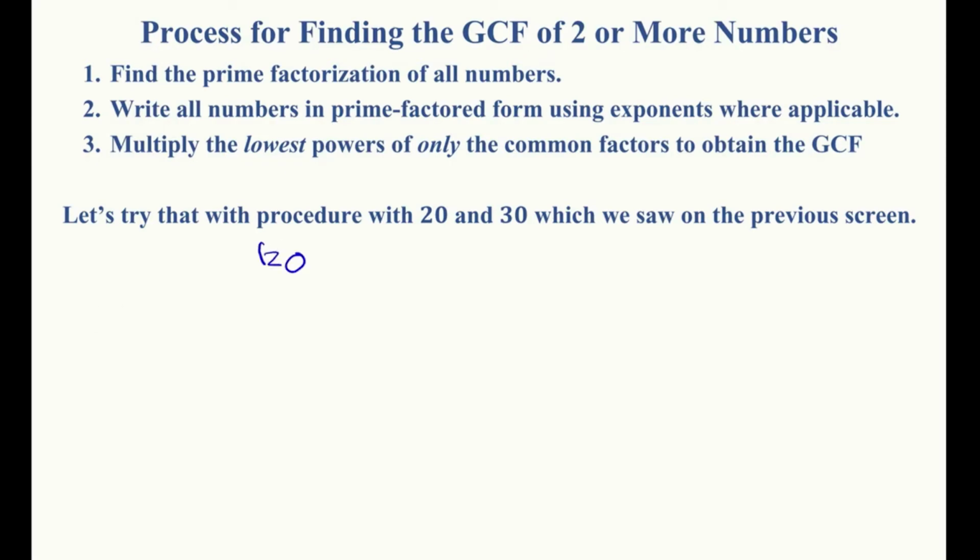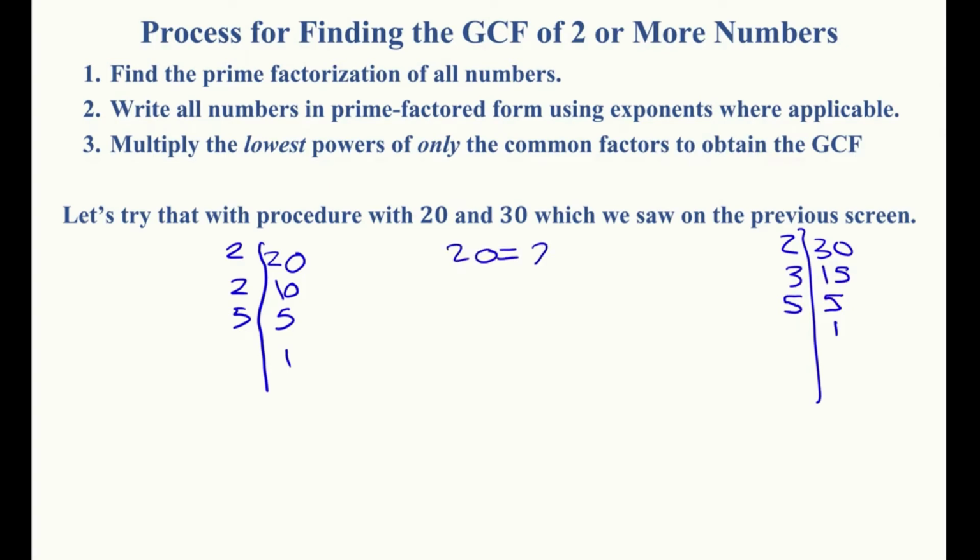So with 20, remember we have 2, 10, 2, 5, 5, 1. With 30, we had 2, 15, 3, 5, 5, 1. So now we're going to write 20 as 2 squared times 5, and we're going to write 30 as 2 times 3 times 5. So remember, now we're going to multiply the lowest powers of only the common factors.